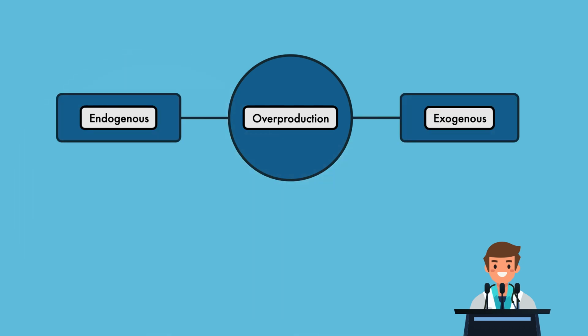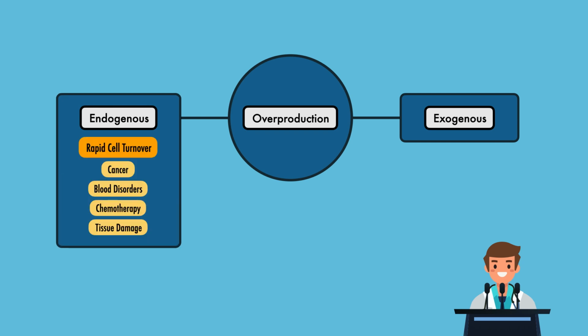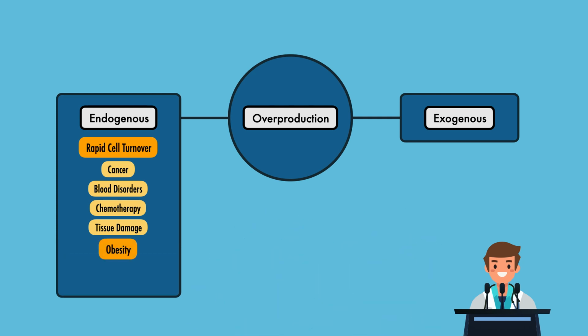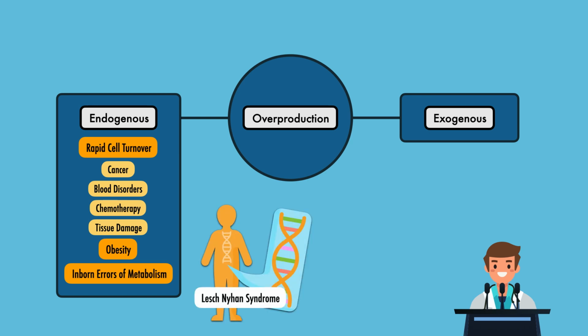Etiologies for this type can be broken down into endogenous and exogenous subtypes. Under the endogenous subtype, there's rapid cell turnover from cancer, blood disorders, chemotherapy, or tissue damage. After all, massive cell destruction leads to an influx of purines from components of the cell like DNA and RNA. Also within this subtype is obesity, which may be attributed to an increase in total body surface area, and inborn errors of purine metabolism, like Lesch-Nyhan syndrome, that result in excessive uric acid production.